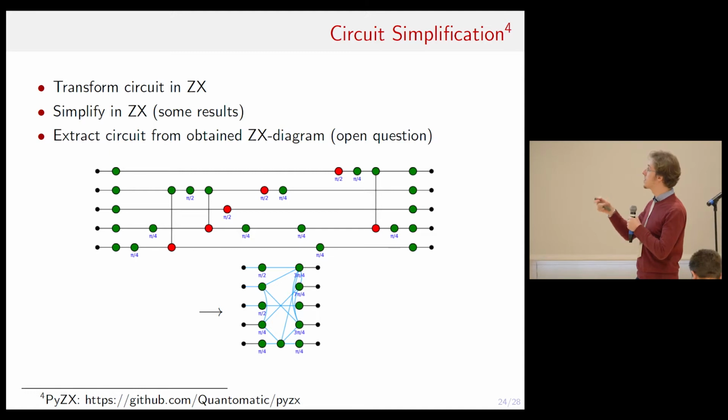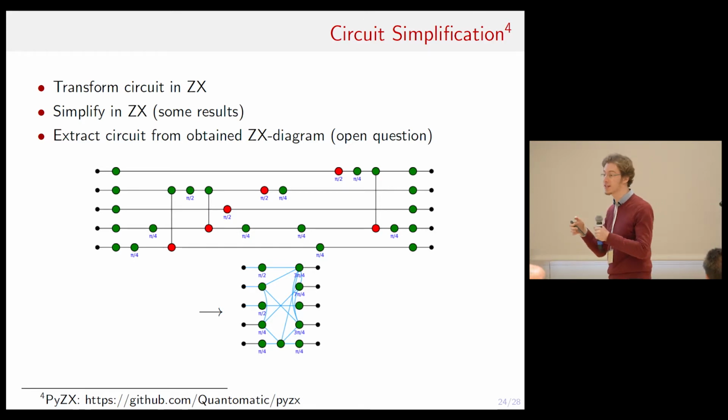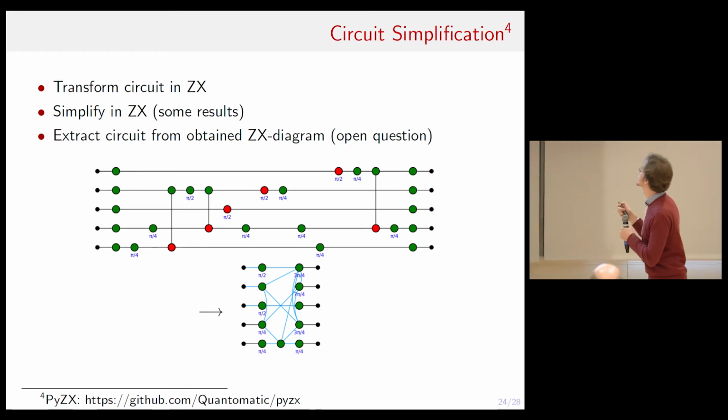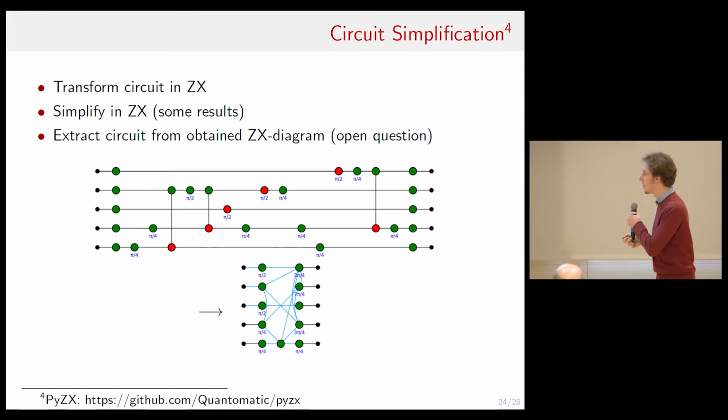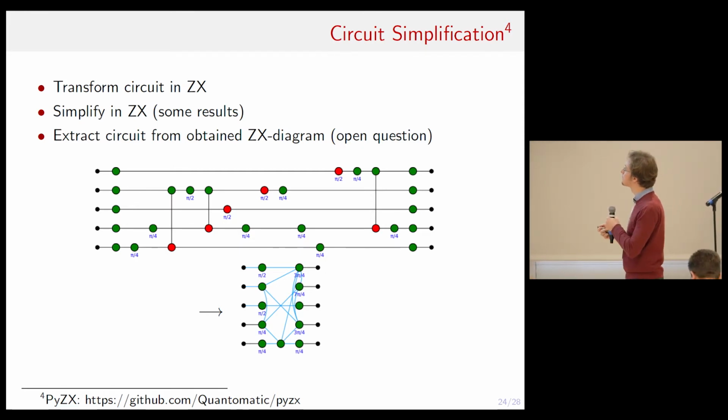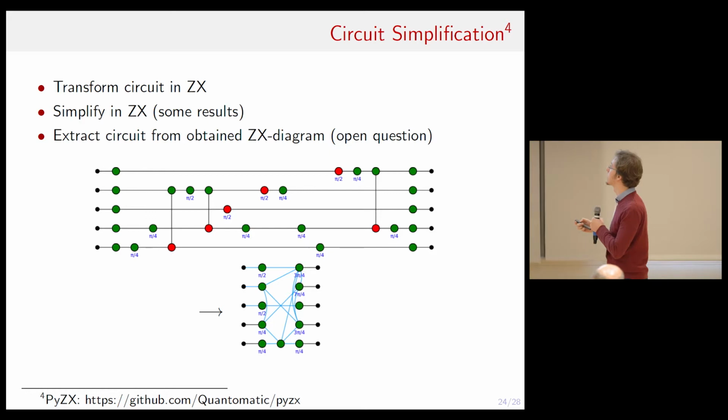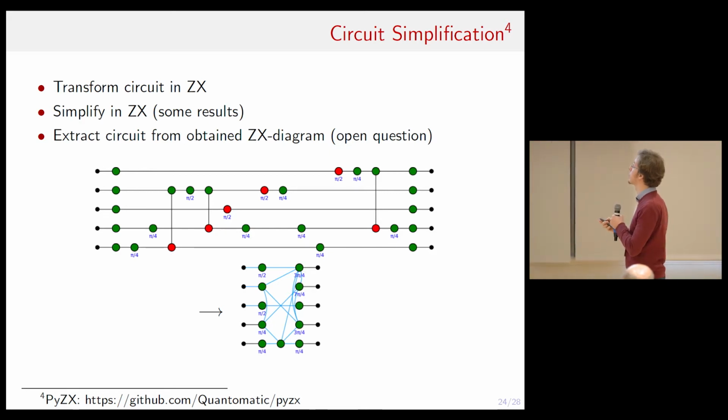And then this is the hard part. You have to then re-extract a circuit from a ZX diagram. And this actually is still an open question. So in PyZX, there is one solution that's proposed, but I'm pretty sure it's not optimal. And this is the first two steps for a particular quantum circuit.